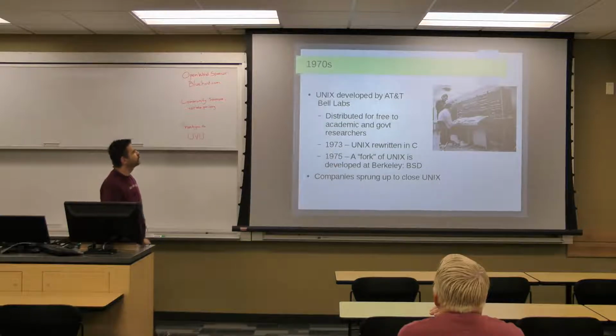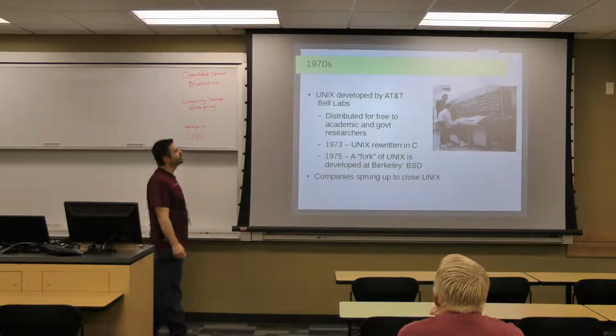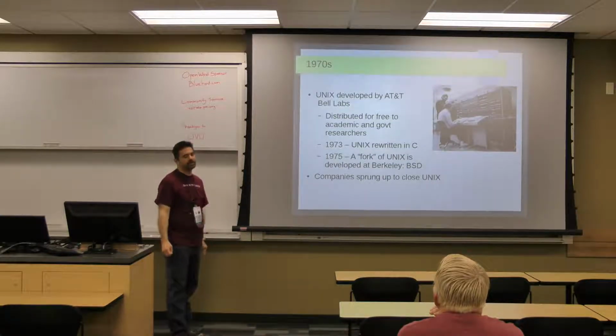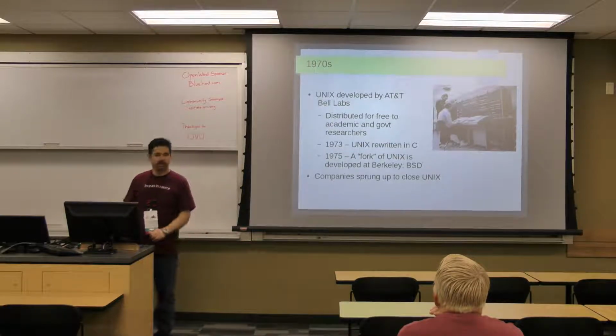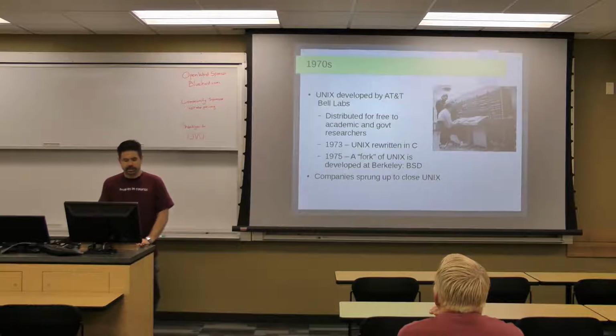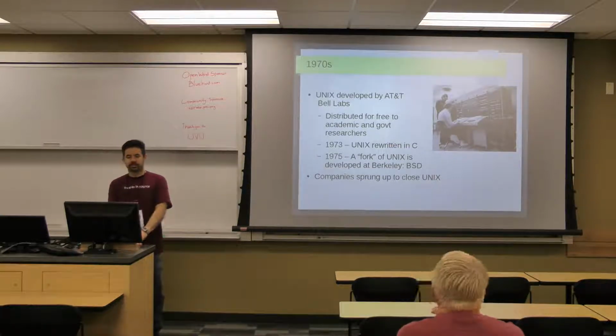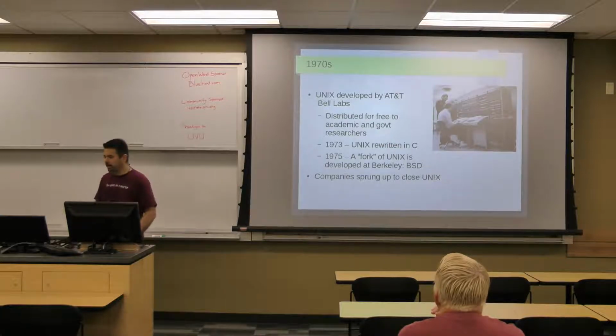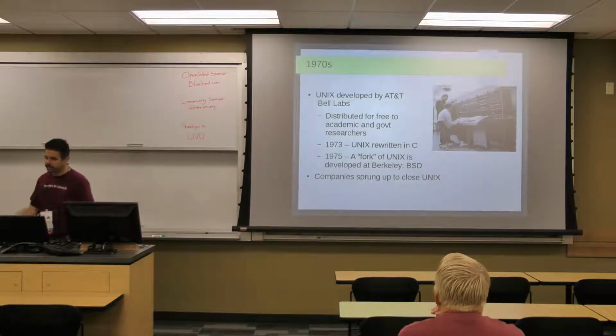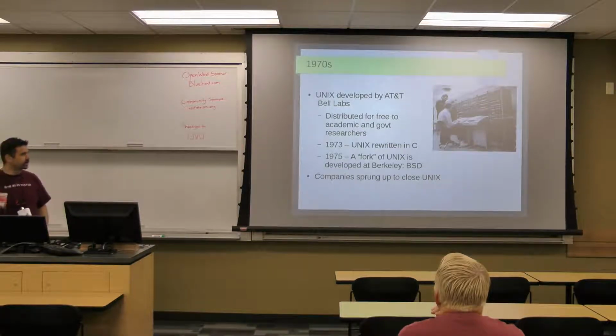1970s, Unix is developed by AT&T Bell Labs. They distributed it for free to academic and government researchers, and sold it to commercial entities. Dennis Ritchie and Brian Kernighan were two of the main researchers working on this.